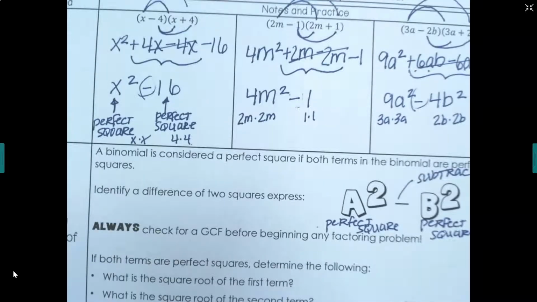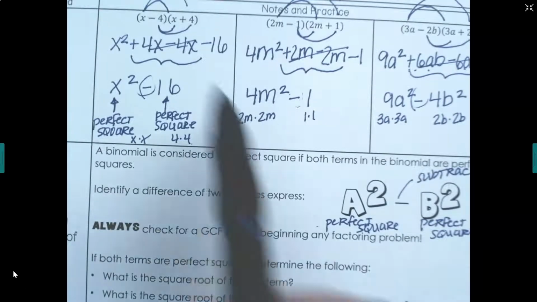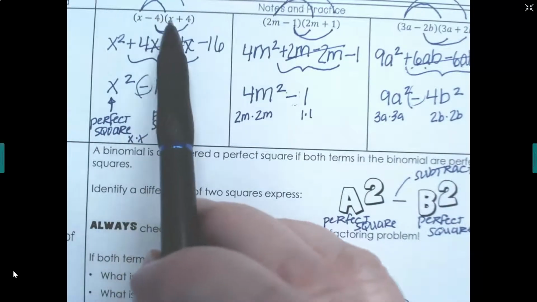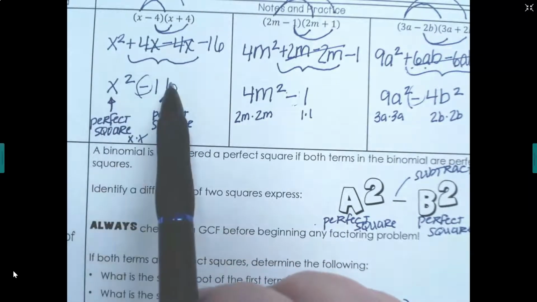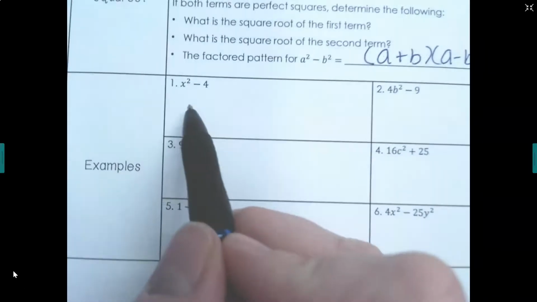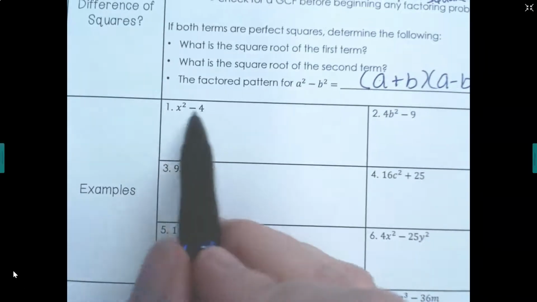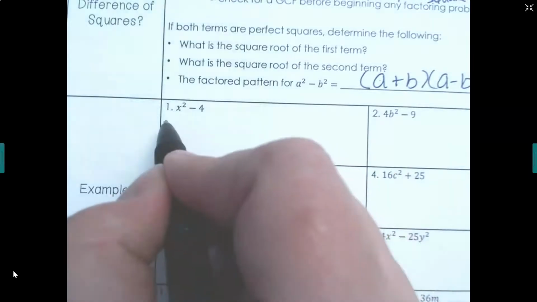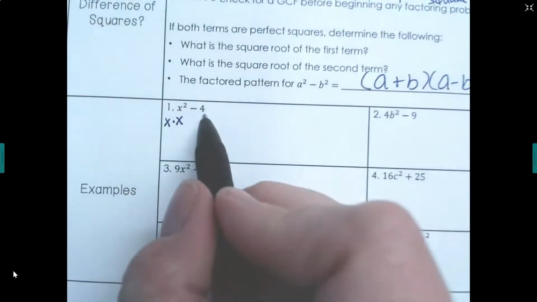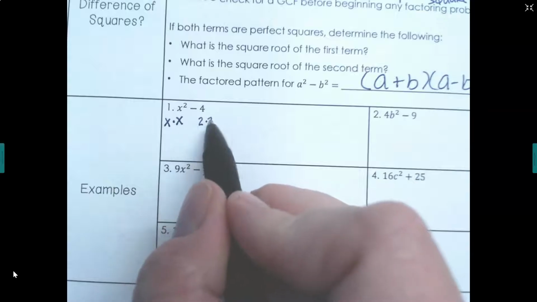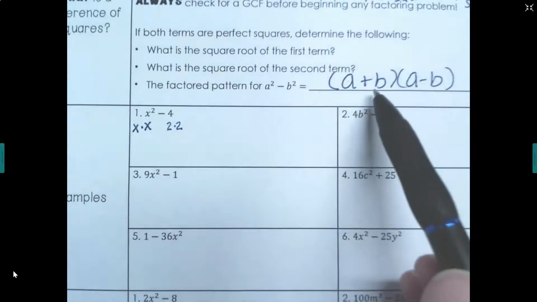So very similar to what we were doing, except instead of starting off with the binomials this way and multiplying together, I'm going to give you the answer and we're going to go backwards to the binomials. So let's take a look. What times itself will give me x squared is x times x. So that's your x. 4 is 2 times 2. And we're going to follow this pattern.